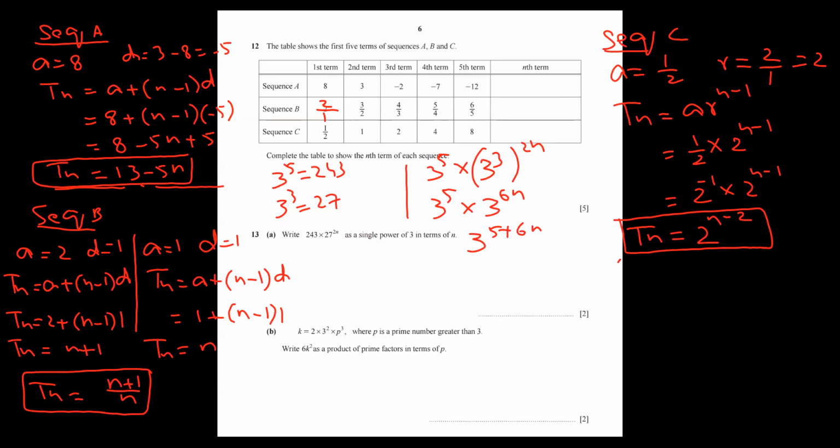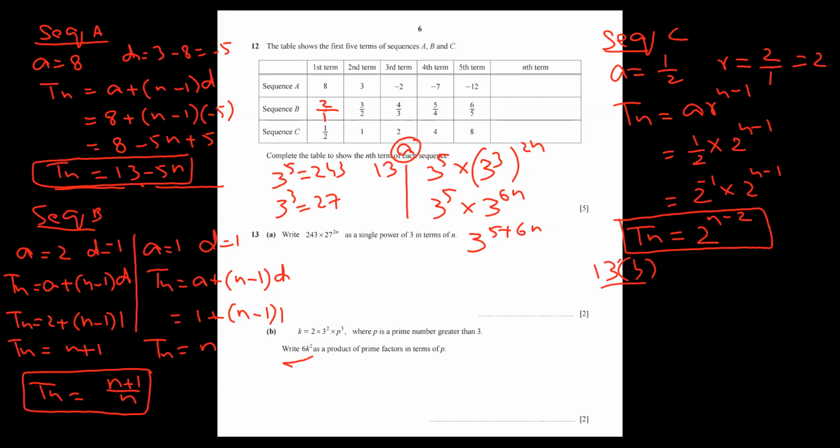So this is the 13a part I have done here. Okay, now I'm going for this question, 13b part. I'm writing it here, 13b part. The question is, we have been given that k is a prime number greater than 3.